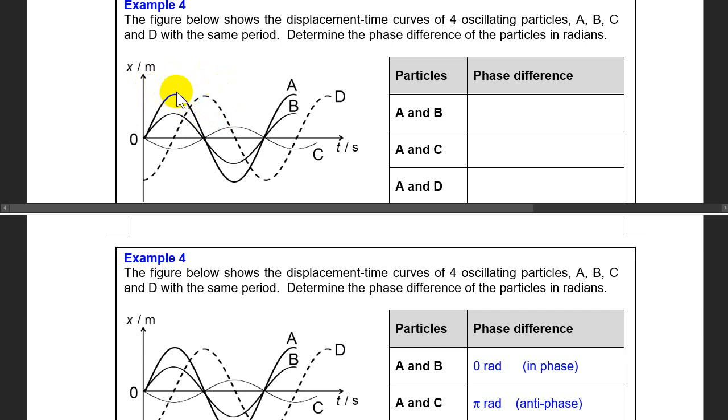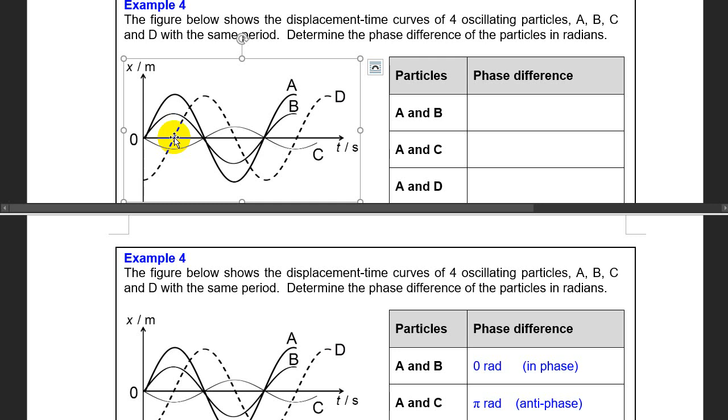Or if you want, you can compare the beginning of the sine graph. For the dotted line, the beginning of the sine graph is here. So they differ. D starts at 1/4 of the A graph. This is the A graph. This is 1/4, 1/4, 1/4, 1/4. So D starts at the 1/4 of the A graph. So they differ by 1/4 of a cycle.